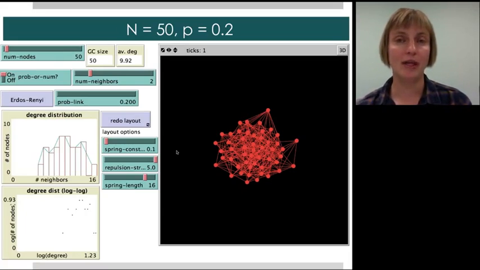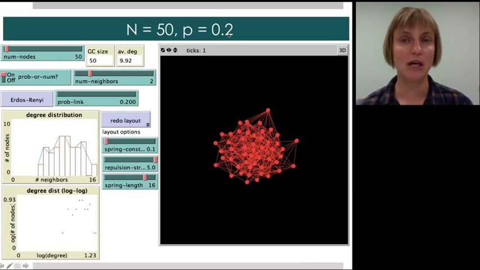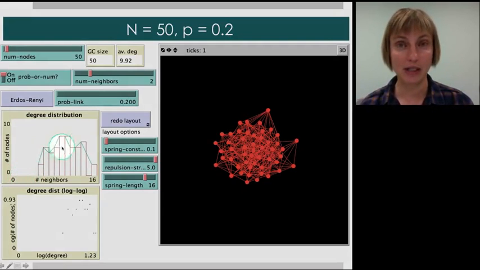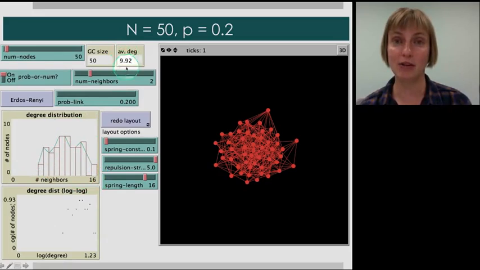If you have some moderate probability of edges between the nodes, here we'll set it to 20% in a network of 50 nodes, what you'll see is that there is some variation in degree, but the maximum degree, 16, is not that different from the average degree of 10, and it's nowhere close to 49, the actual maximum degree.